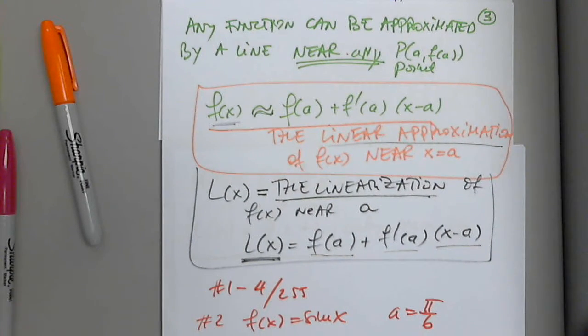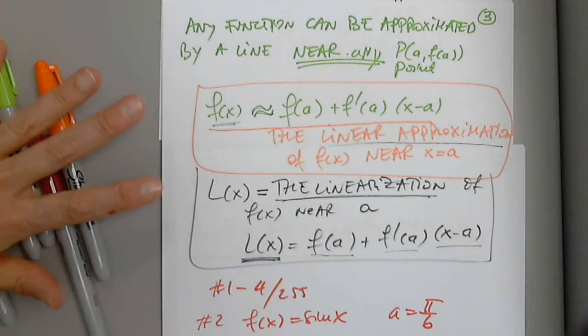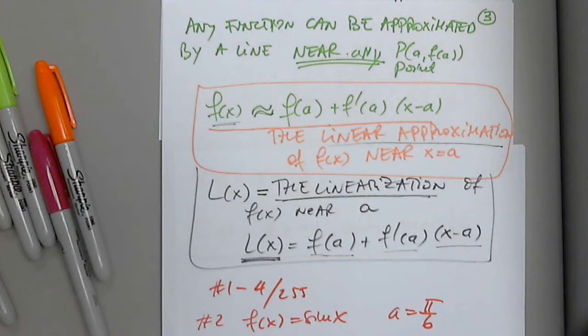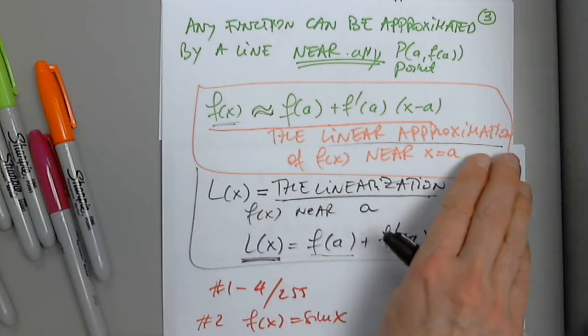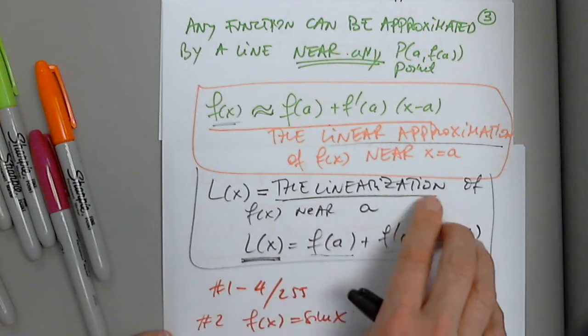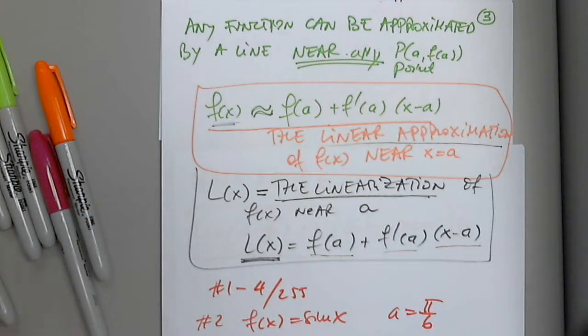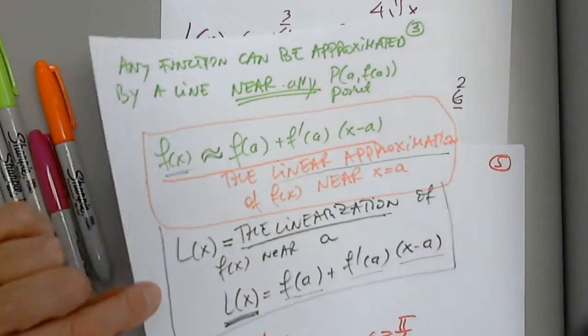Yes, Chris, go ahead. Is that clear? So there are two different things, although it is the same formula. If we are asked to find the linear approximation, we will write this. If we're asked to find the linearization, we will write this. That's all that is different. Yes, that's all that is different. Thank you for pointing that out.